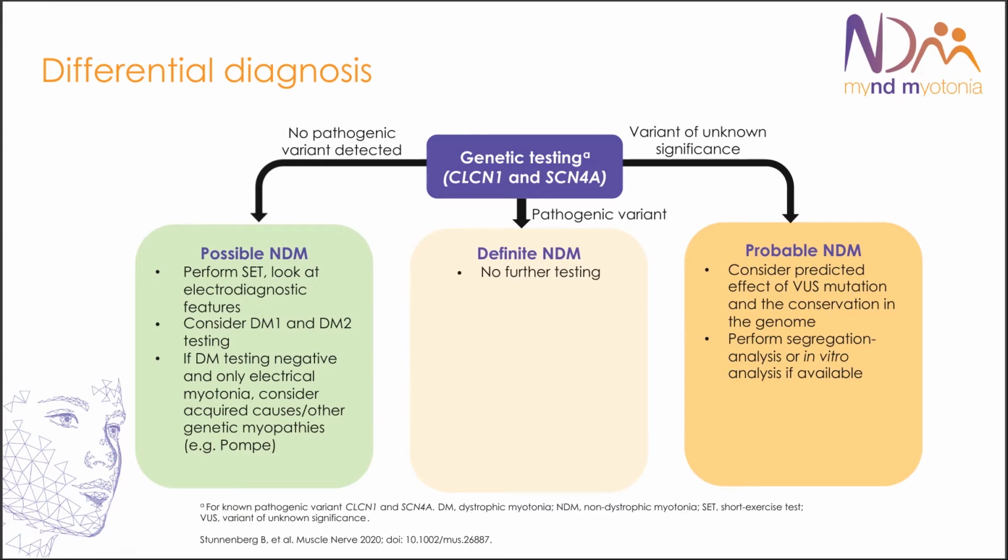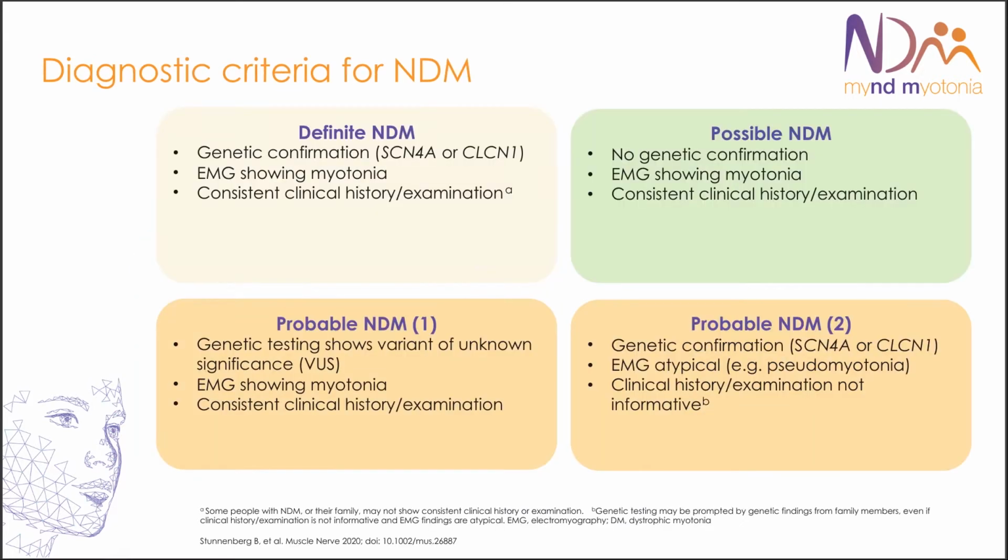If we are in presence of a variant of unknown significance, consider probable NDM and consider the predicted effect of the mutation and the conservation in the genome. But it's very important to perform some detailed genetic study like segregation analysis or in vitro analysis like patch clamp studies, expression studies of the mutant if available, because they can help for the diagnosis.